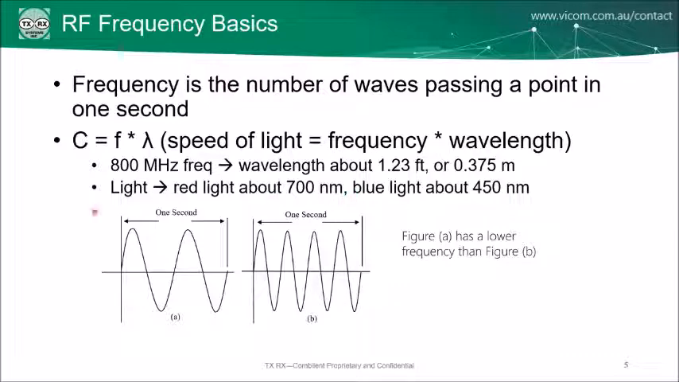Showing a diagram of this, in the first diagram, you've got 2 waves over a 1 second period. In the second diagram, you have 4 waves over the same period. So the frequency of the first one is less than the frequency of the second one.